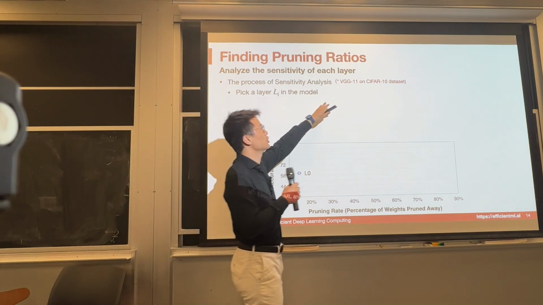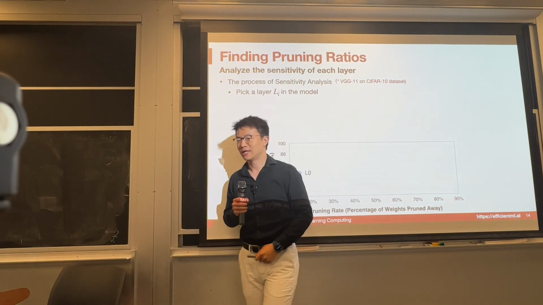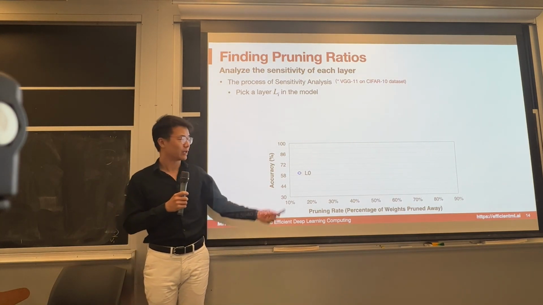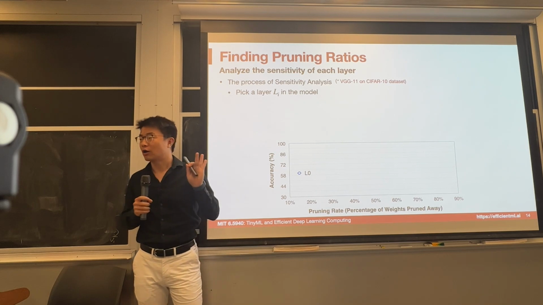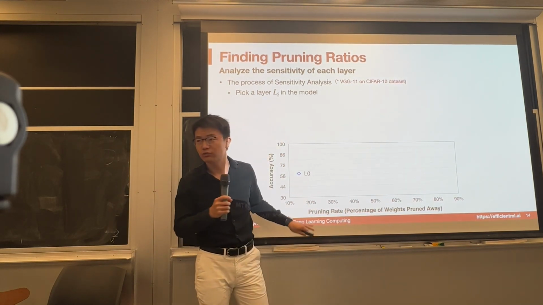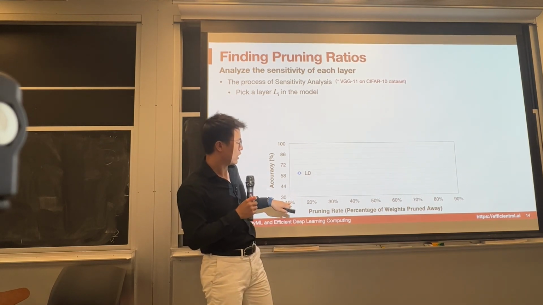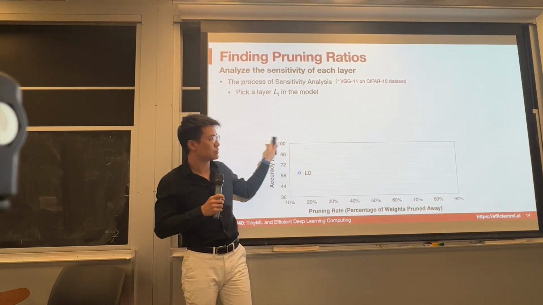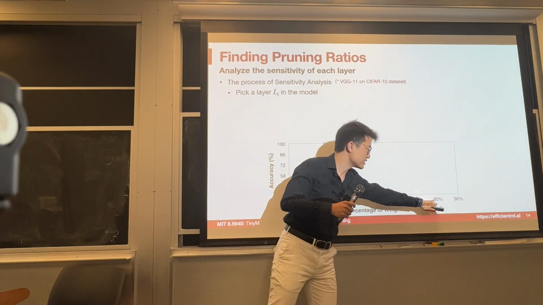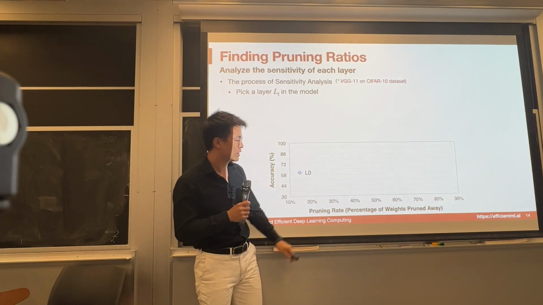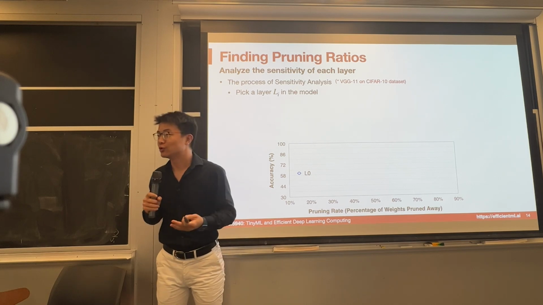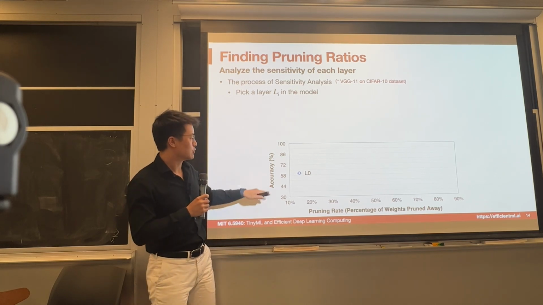So just use VGG11 on the CIFAR-10 dataset as an example. We pick a layer in the model, like layer 0, and we plot a chart with the x-axis being the pruning rate. How much did we prune? Starting with no pruning, which is here, versus pruning 40%, 50%, 70%, 80%. So this is the percentage of weights that got pruned away, and this is the accuracy.